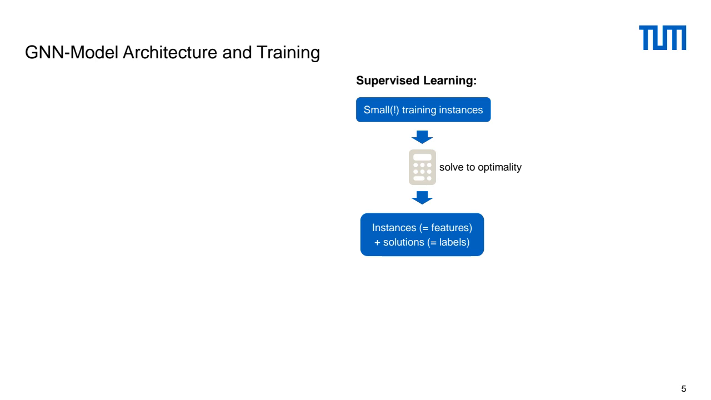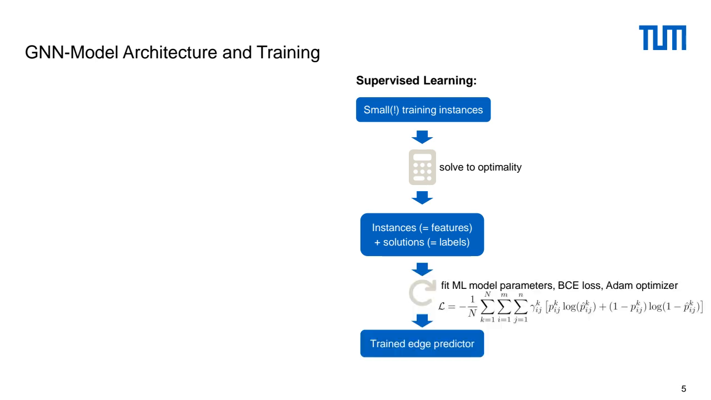We then treat the learning problem as a binary classification task. So for each edge, we want to predict whether or not it is part of the optimal solution, and we minimize the binary cross-entropy loss.